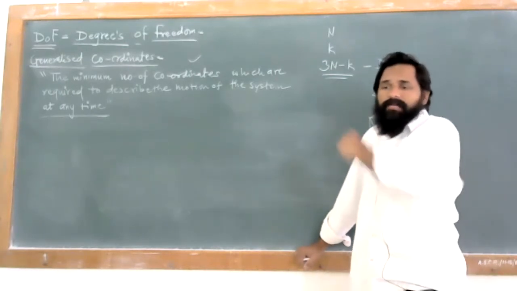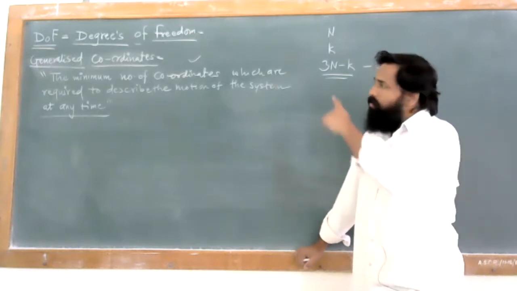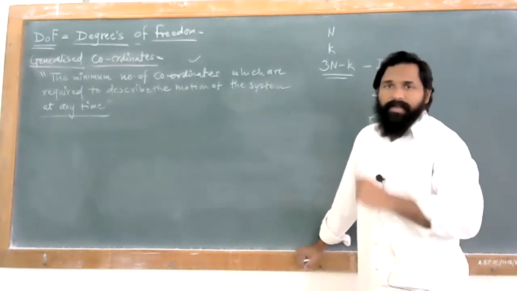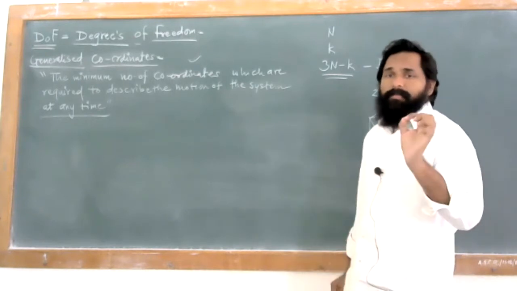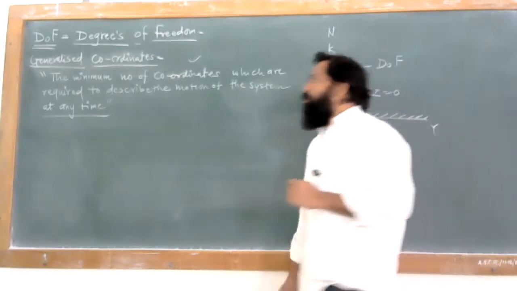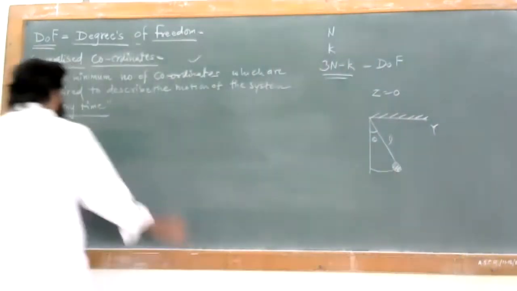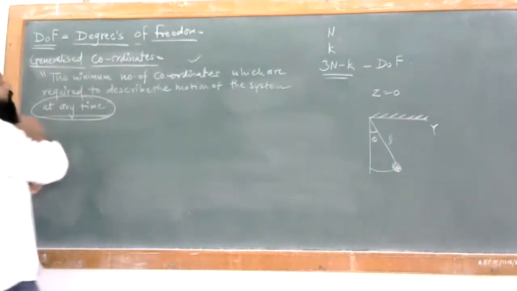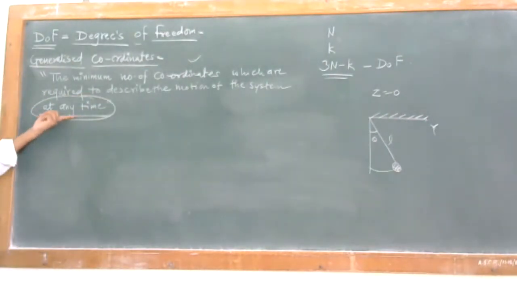Now we'll have in terms of Lagrangian and Hamiltonian. We'll have to use this generalized coordinate system. And that generalized coordinate system is nothing but the minimum number of coordinates that are required to describe the motion of the system at any time. So this is the condition. So at any time, we'll have to describe that system with minimum number of coordinates.